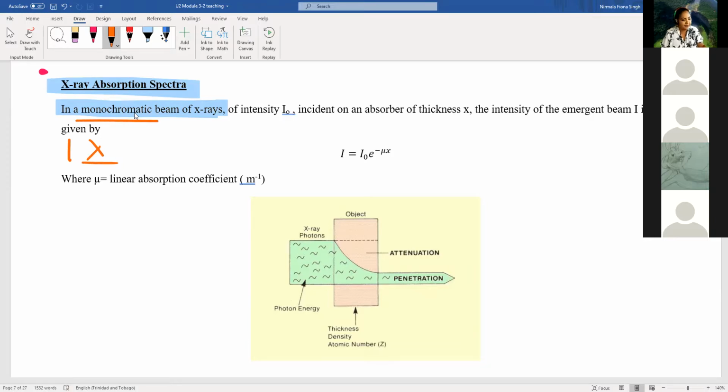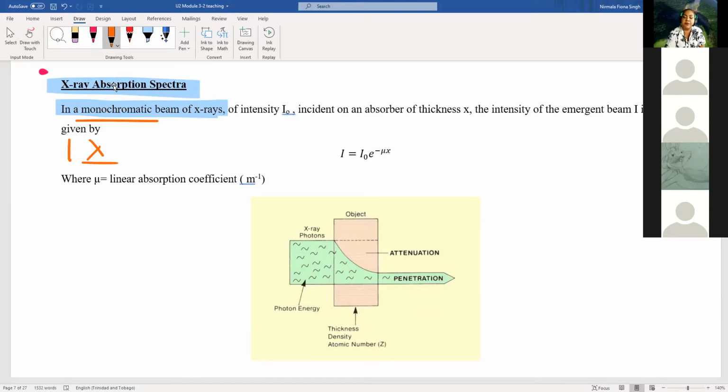Even though we usually say chromatic to mean light, we're using light as a general term for any sort of electromagnetic photon. Right here, monochromatic simply means we're using one wavelength of X-ray or one frequency of an X-ray, one specific one. We're not using a whole range of them.